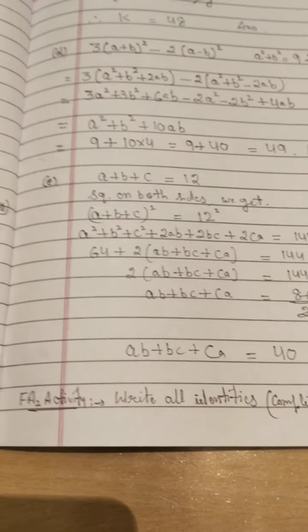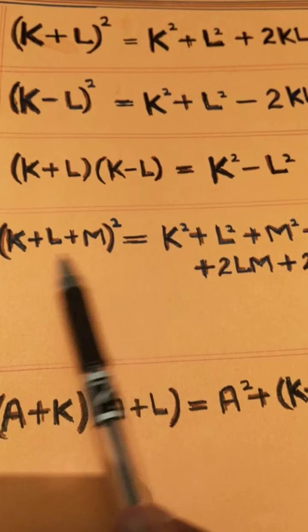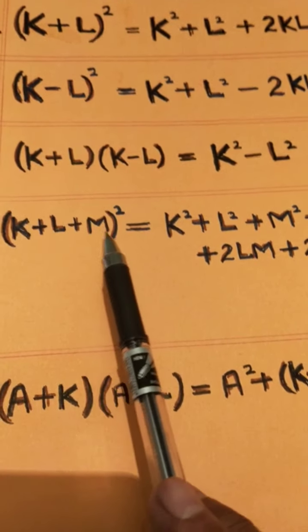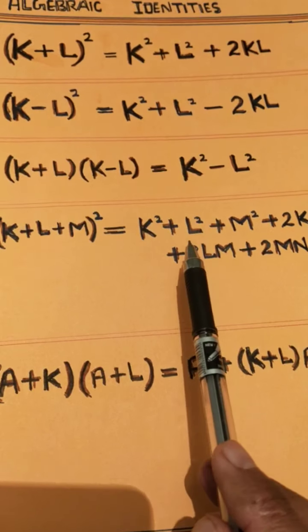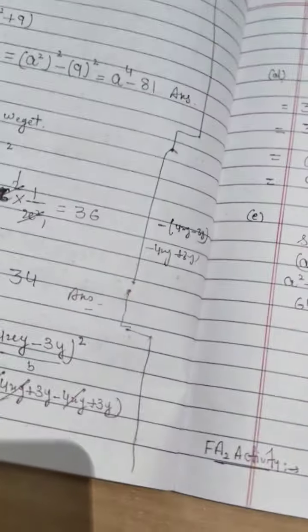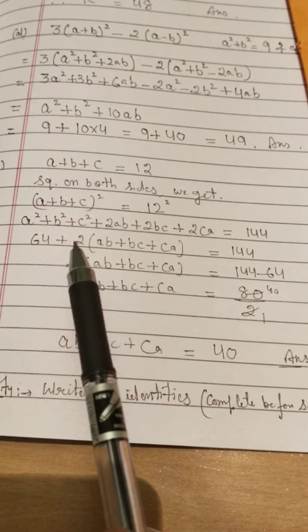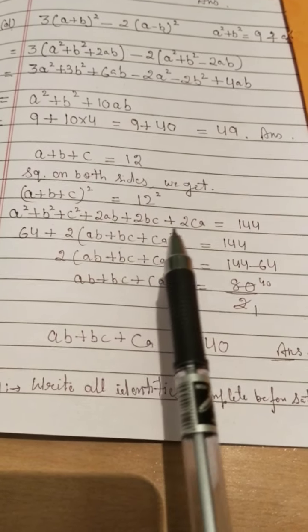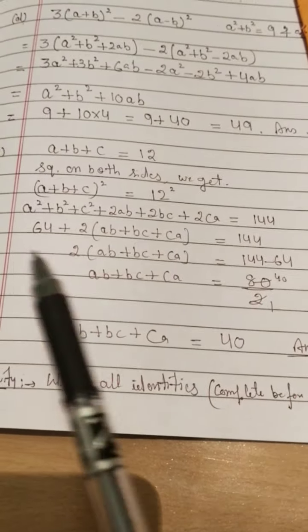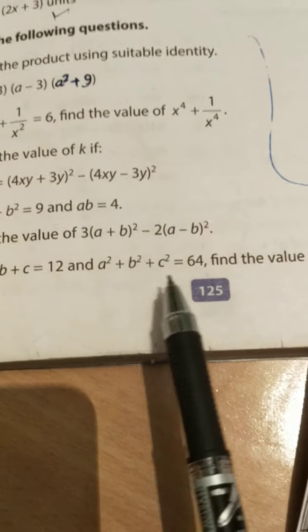Again use the identity. Here instead of a plus b plus c, I can take k plus l plus m: k square plus l square plus m square plus 2kl plus 2lm plus 2mk. So, like if here a, b, c are given, then a square plus b square plus c square plus 2ab plus 2bc plus 2ca is equal to 144. So a square plus b square plus c square is equal to 64. It is given in your book.